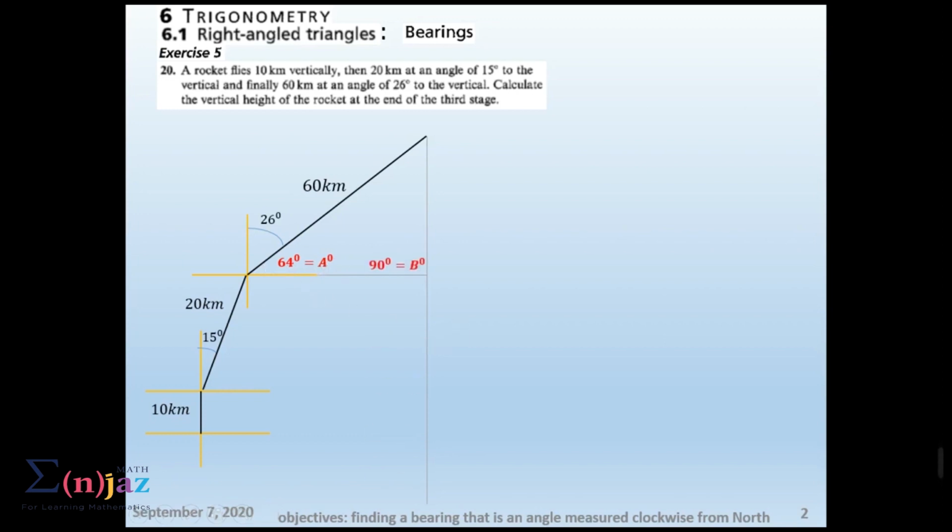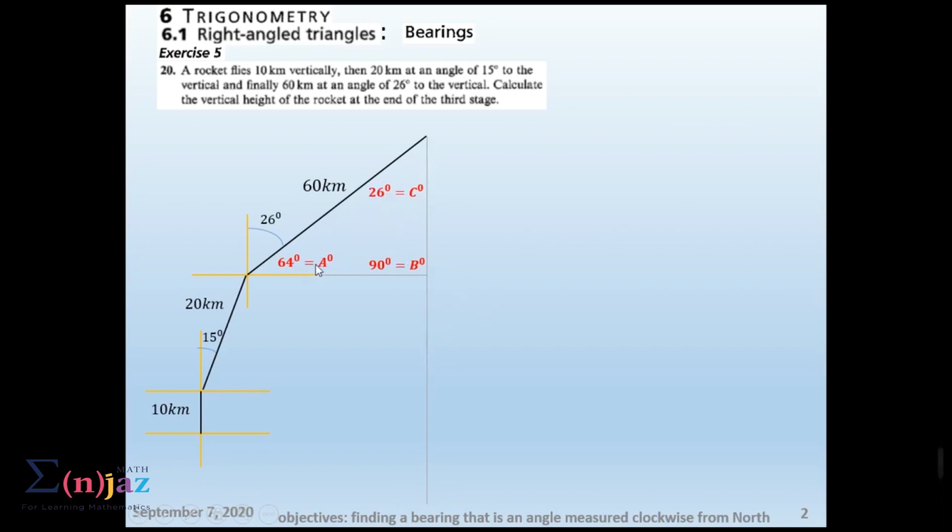And this one definitely, because they said that this is vertical. This is the vertical height of the rocket, so it's going to make 90 degrees here. So I named this one B. And at last, C is going to be 26. Angles in a triangle add up to 180 degrees.